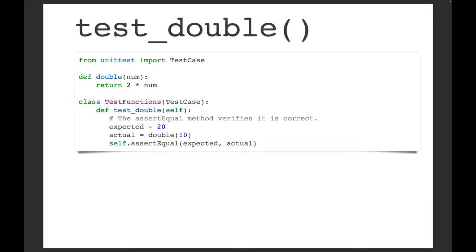What we're going to do is define the value we expect double to return, if it is working correctly. And then we measure the actual value it returns. And then, on the last line of our test method, we invoke a method called assertEqual. This is a method of the TestCase class, and it takes two arguments, the expected value and the actual value. This is what actually checks whether our function is working correctly or not.